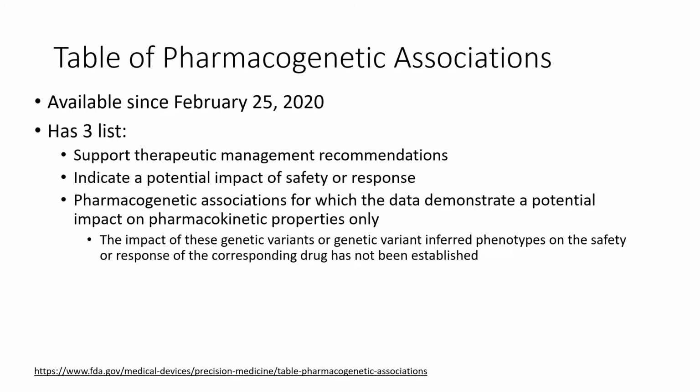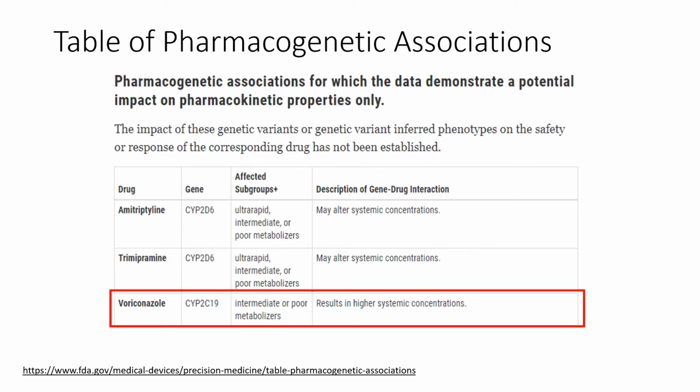The second list is to indicate the potential impact on safety or response. And then there's this third list, the pharmacogenetic associations for which the data demonstrate a potential impact on pharmacokinetic properties only. And so they're pretty much saying we don't really know if you should use this information. And of course, voriconazole and CYP2C19 are on this list at the bottom. But again, intermediate and poor, she didn't really know what this meant.